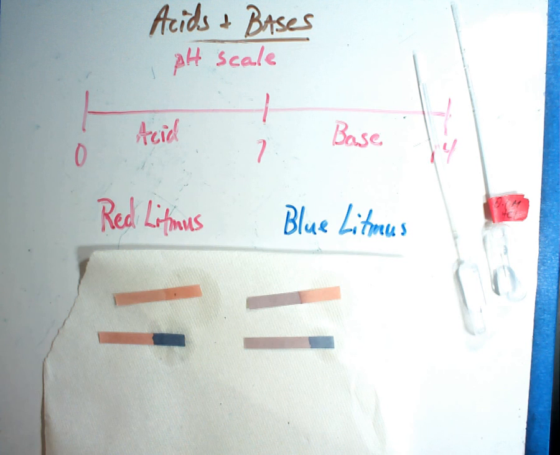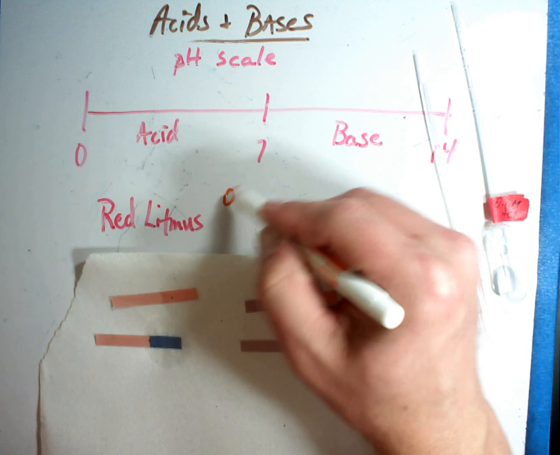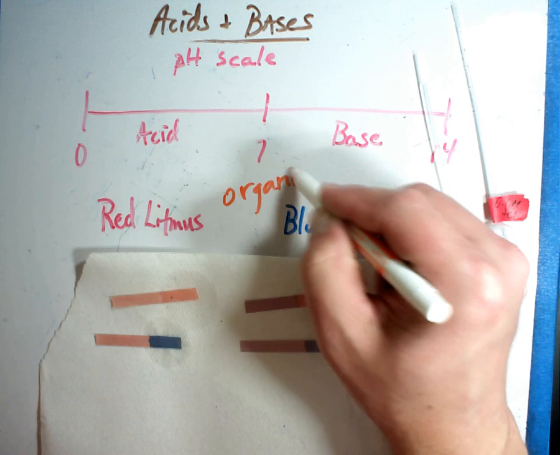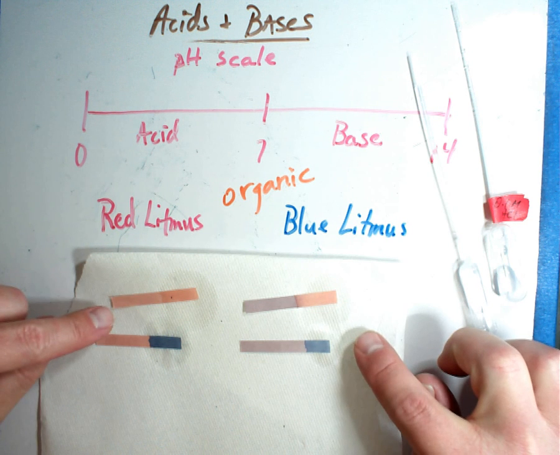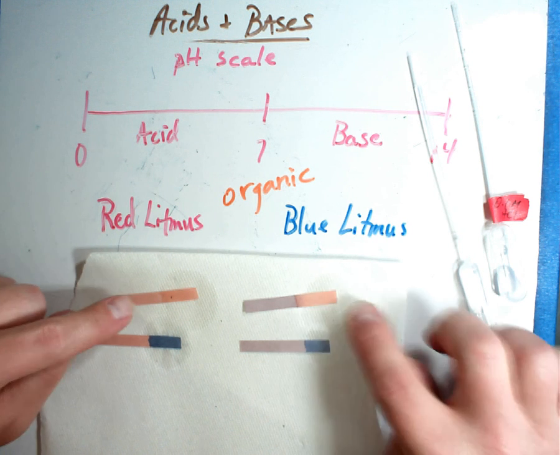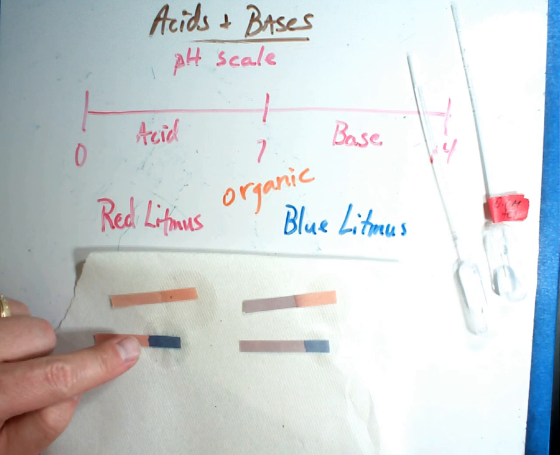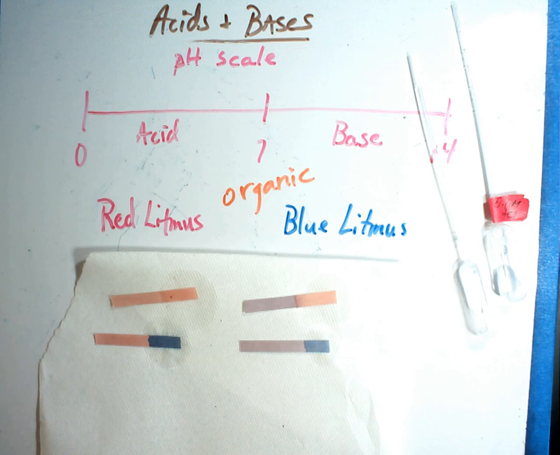Indicators are what are called organic. Probably heard that word before. They come from plants. And it's an organic compound that changes color in the presence of an acid and a base. And that's what we saw here. Litmus, acids turn red, bases turn blue. This is a very simple example of an indicator.